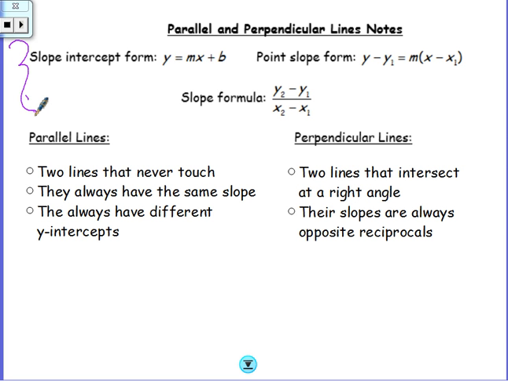So the difference between parallel and perpendicular lines. Parallel lines are two lines that never touch. They always have the same slope, and they have different y-intercepts. Those are the two requirements for parallel lines. So if we did a quick sketch here, and I drew this line, and I drew this line, notice that they have two different y-intercepts. And if I said the slope of this line was 3/4, then the slope of this line would have to be 3/4. Parallel lines have the same slope and different y-intercepts.